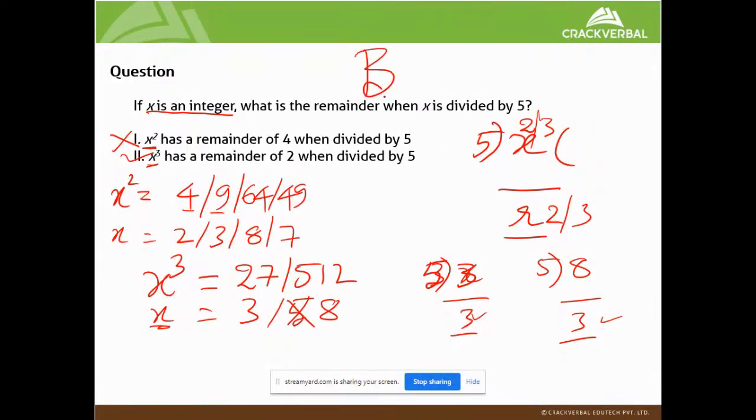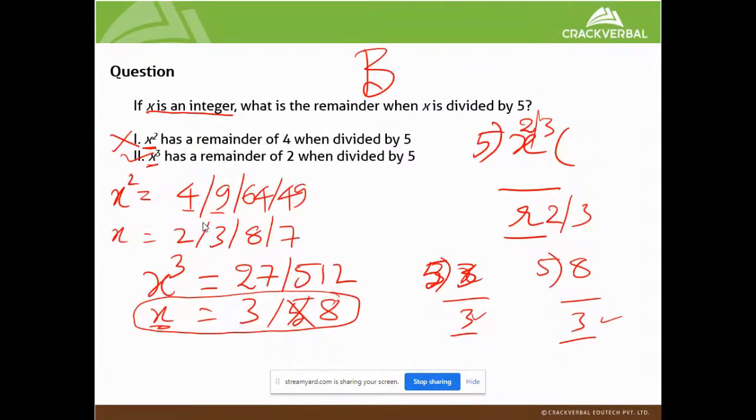The answer is B. One more stage where students slip up is they say, okay, I'm getting multiple values for x. I might get multiple remainders. So they conclude that statement 2 is insufficient. Don't do that. Go that extra mile. If you are getting 3 and 8, test out the remainders. Don't abandon the problem at a very premature stage, right?